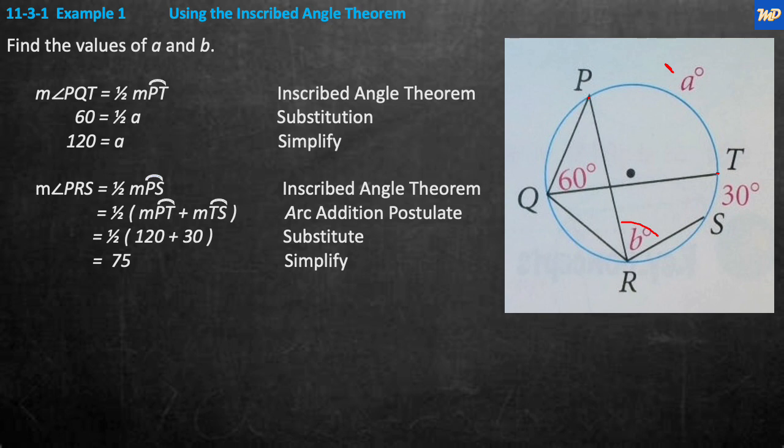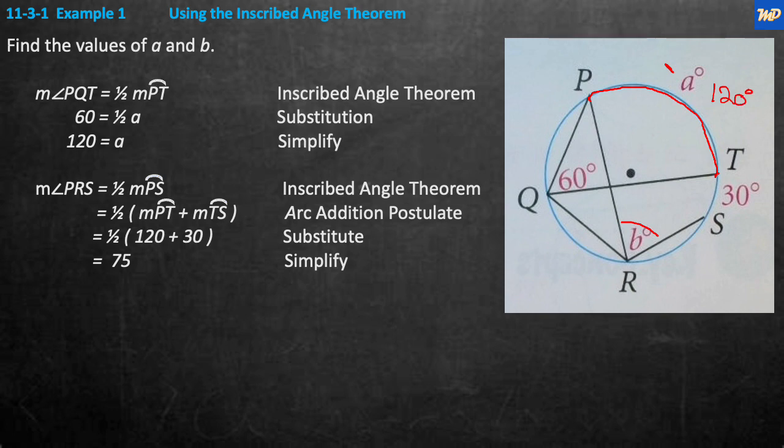So, what do we know? Look at first of all what we know. We've heard what we know about the inscribed angle theorem, and we now know that this angle here, PQT, is 60 degrees, and it's 1/2 of the measure of this arc right here. And if it's 1/2 the size of that arc, then the arc has to be equal to 120 degrees.